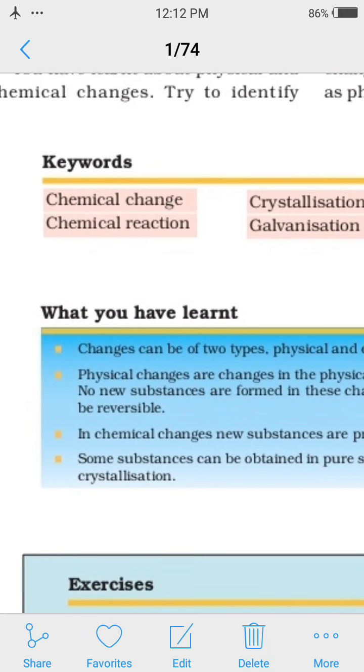Now in this chapter we learned about physical change and chemical change. What you have to learn from this chapter is to identify the changes around you in daily life and classify them as physical change or chemical change. As homework, prepare one chart where you write the changes and classify them as physical or chemical, or write 10 examples of physical changes and 10 examples of chemical changes. Today our chapter is completed.